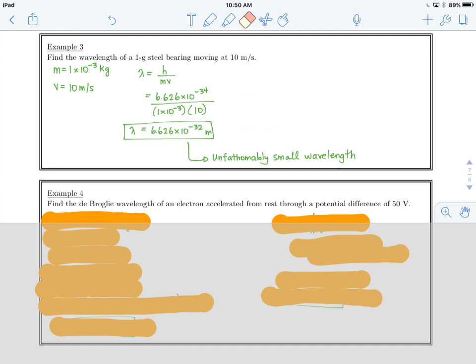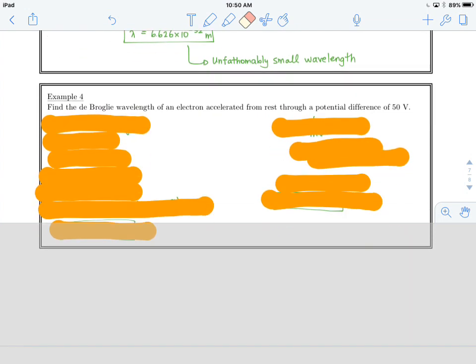Okay. However, when we start going smaller and smaller and smaller, find the de Broglie wavelength of an electron that's accelerated from rest through a potential difference of 50 volts. Now we say, okay, now maybe we're getting close. So we know that to find the de Broglie wavelength, we need mass and we need velocity. Well, we know the mass of an electron, but there it is. What's the velocity of this electron? This tells us it's accelerated from rest through a potential difference of 50 volts.